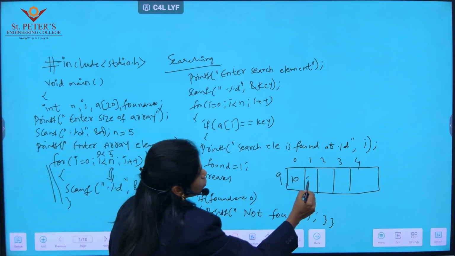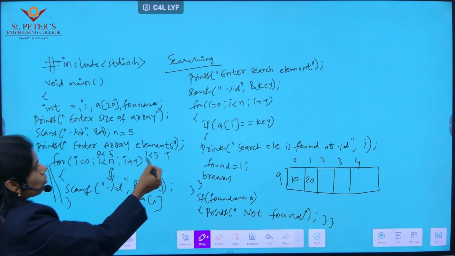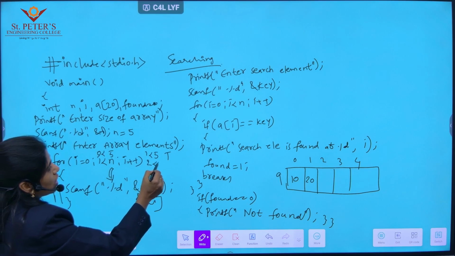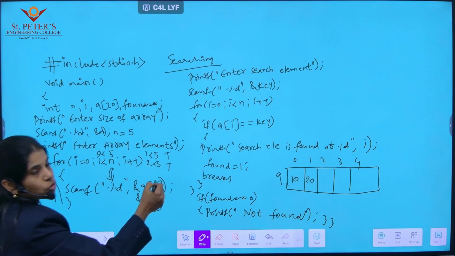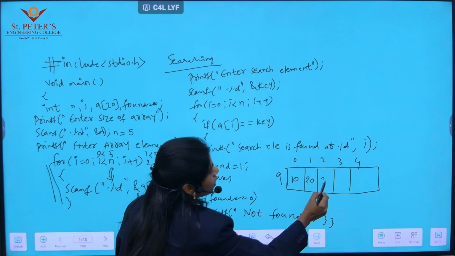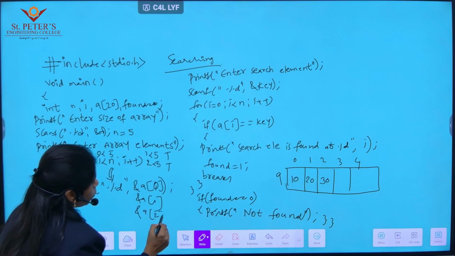So that is, assume, 20. Next, after executing the scanf here, go back to the for loop, i plus plus. Now the i value is 2, and 2 is less than 5. Yes, it is true. Suppose you are entering the third element, 30, that is going to be stored at ampersand a of 2.